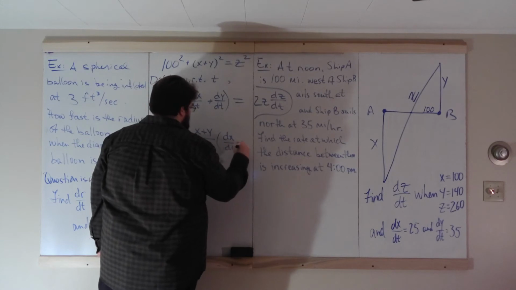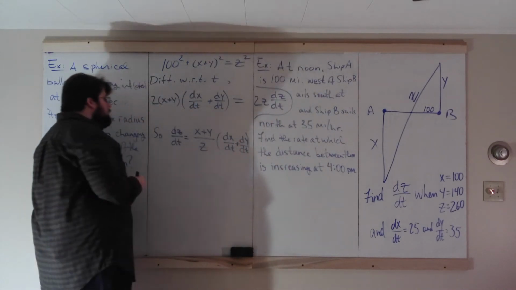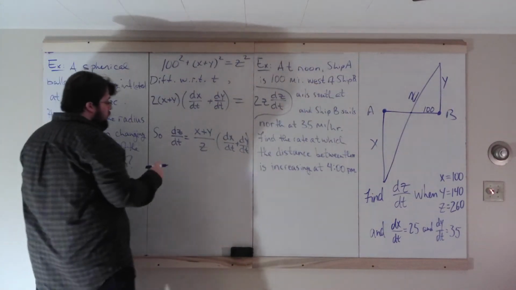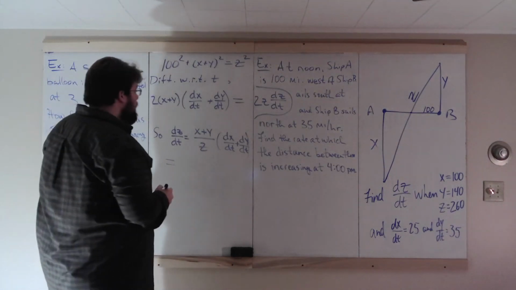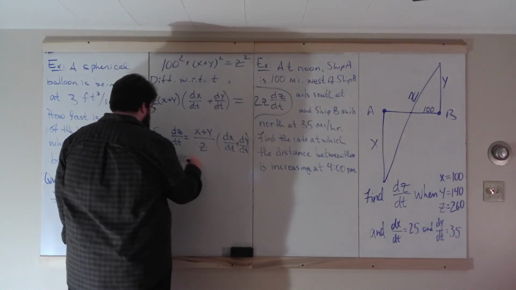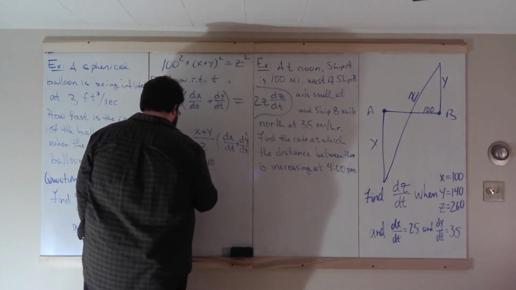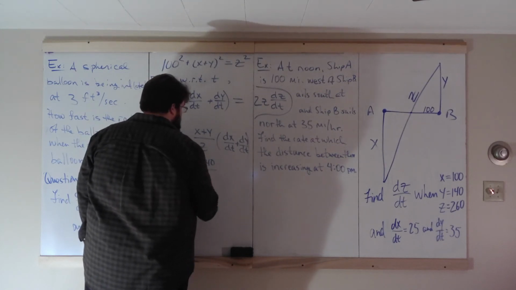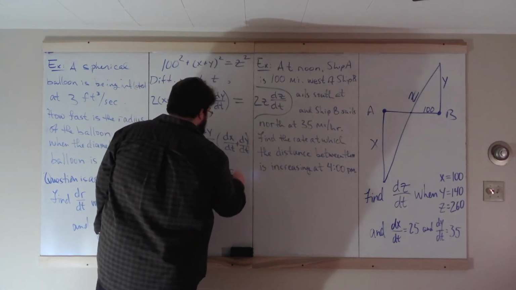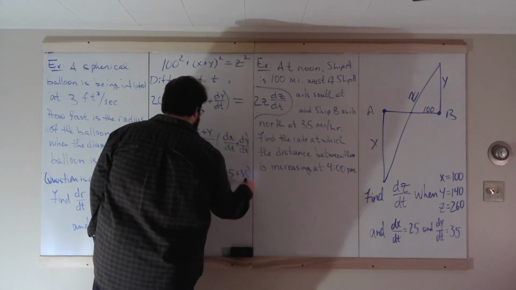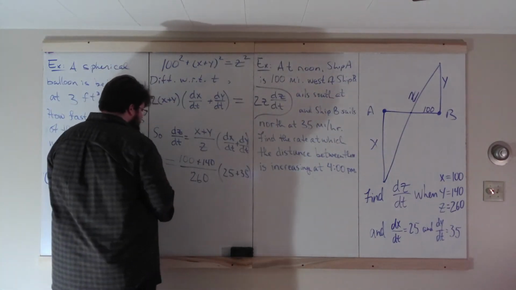This is kind of a nice looking equation when you solve for dz/dt. That's dy/dt. I screwed up right in the last parenthesis. But now we substitute. X is 100. Y is 140. Z is 260. dx/dt is 25. dy/dt is 35. Well, how do we solve this? Or simplify this, I should say.